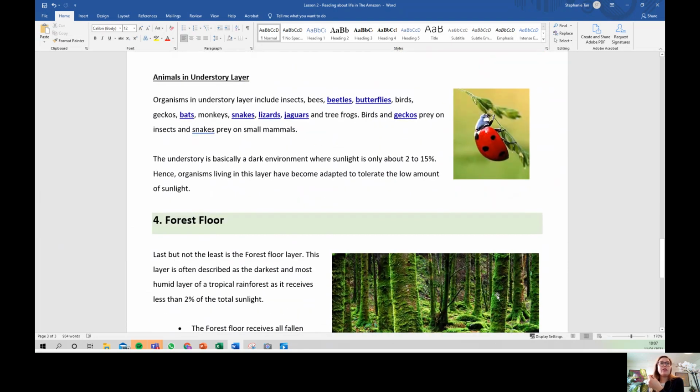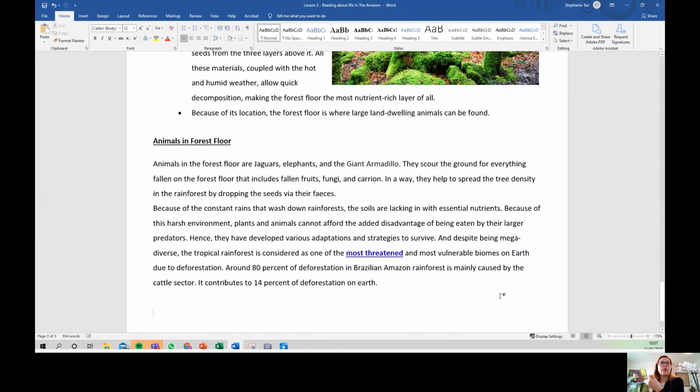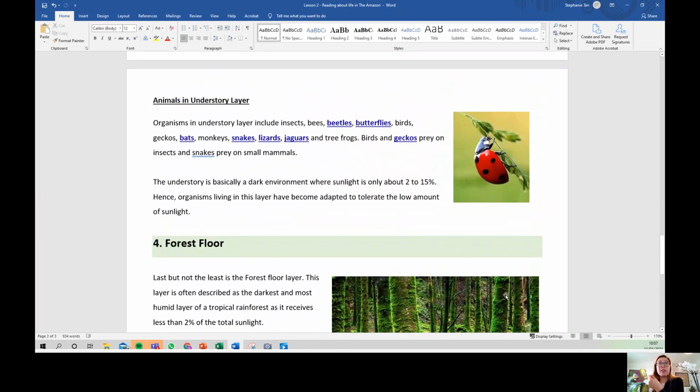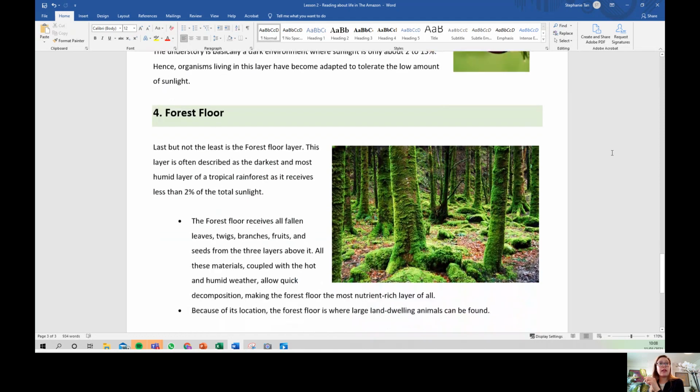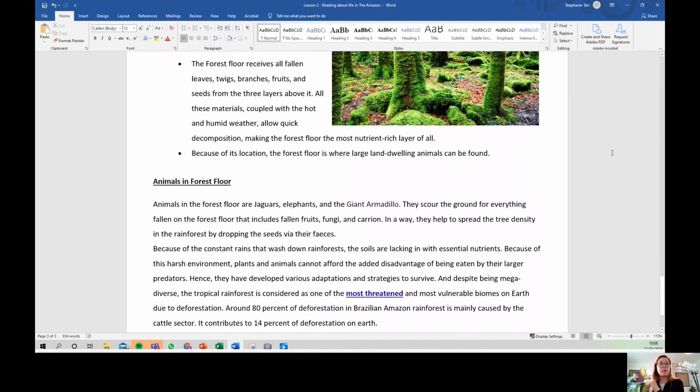So I would like you to read the rest of this page yourself out loud if possible, because it's important to practice your fluency. Also, I would like you to make a mental note of what animals you might come across in each layer of the rainforest. So pause this video now and read it for yourself. If you don't have the sheet in front of you, I'm just going to scroll down so that you can pause the video and read it here.